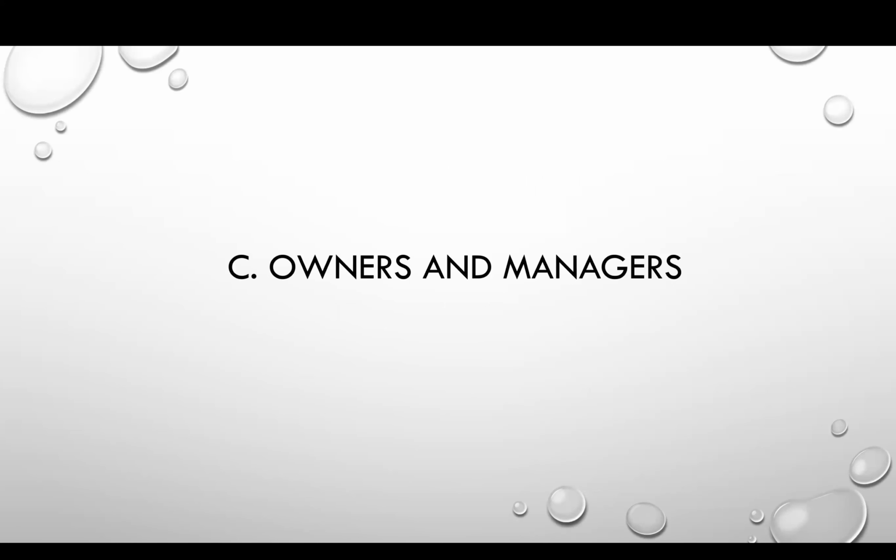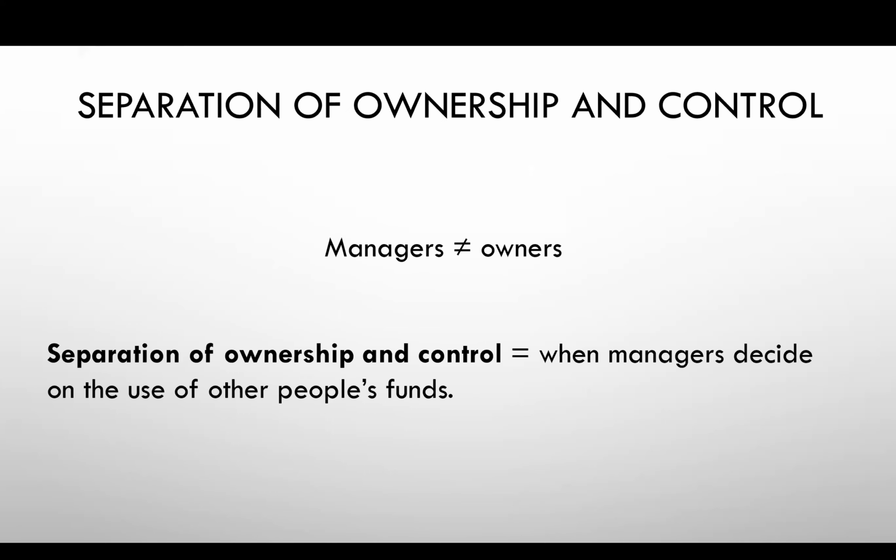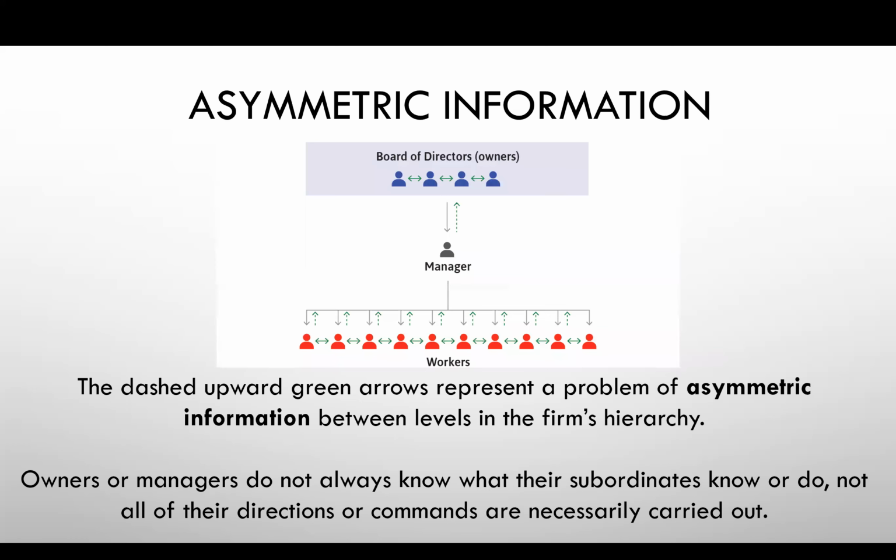So we'll now look from the perspective of owners and managers. As I briefly mentioned previously, the separation of ownership and control is important to understand, in that managers do not equal owners. In the separation of ownership and control, managers decide on the use of other people's funds. So owners put their money into shares of the company, but they don't carry out the decisions. That money is being used by managers in ways that owners devise.